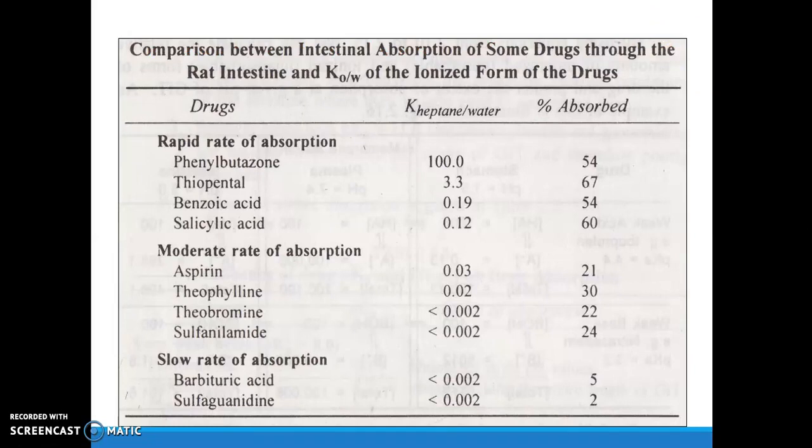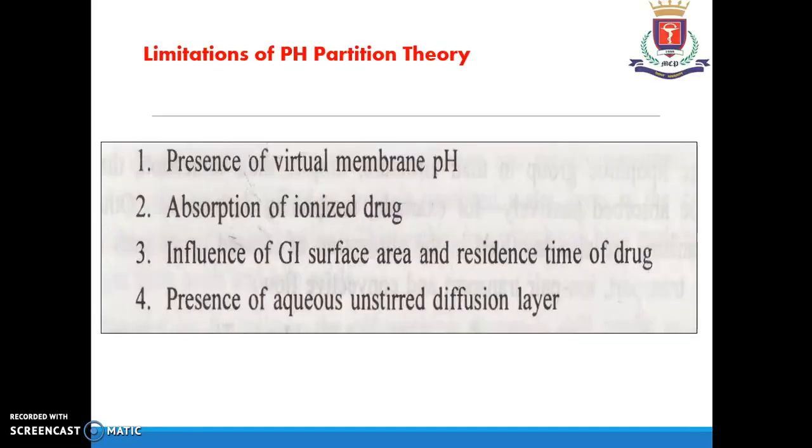Next is an example of the significance of intestinal absorption for drugs depending upon the partitioning and ionization. This example is given here. The rapidly absorbing drugs like phenylbutazone, the partition coefficient is high, absorption is not that much as compared to the moderately absorbed drugs where the partition coefficient is limited, and depending upon that the absorption varies. So the drugs are divided into these classes: rapidly absorbed, moderately absorbed, and slowly absorbed.